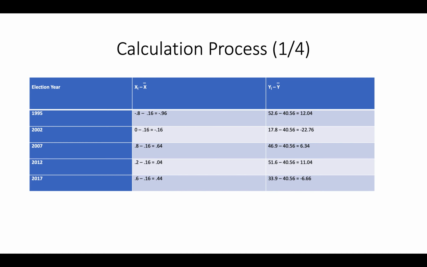Our calculation process is exactly the same as in the first subsample. You can see that the deviations from the mean value for X, GDP per capita, are relatively narrow, while the deviations from the mean value for Y, opposition vote percentage, are relatively wide. Also note, there are two cases where the signs of the deviations are different between the X and the Y variables. In 1995, negative X and positive Y, and in 2017, a positive X and a negative Y.